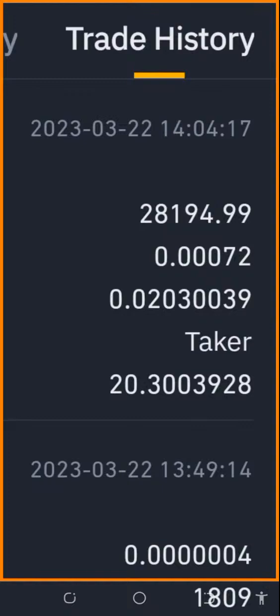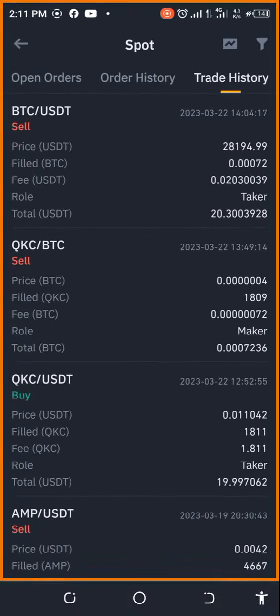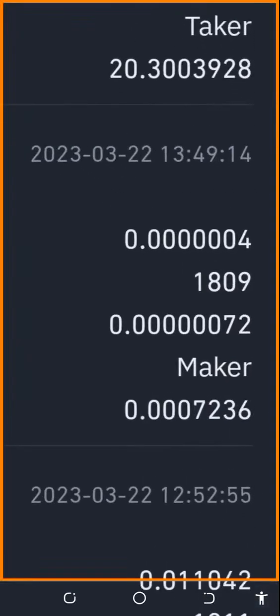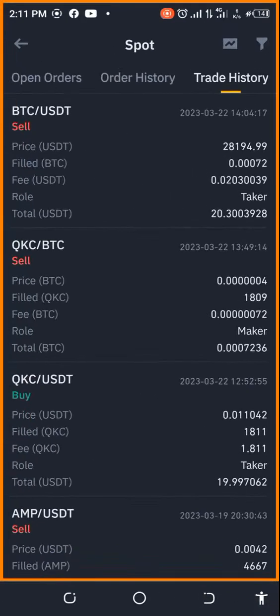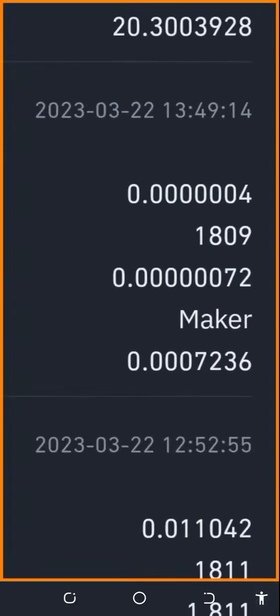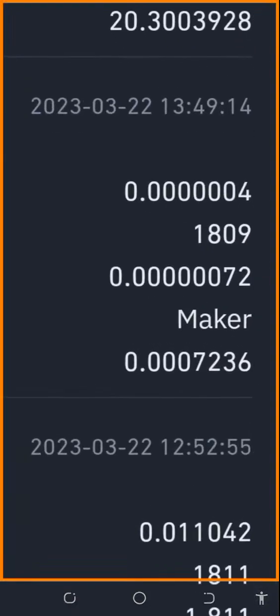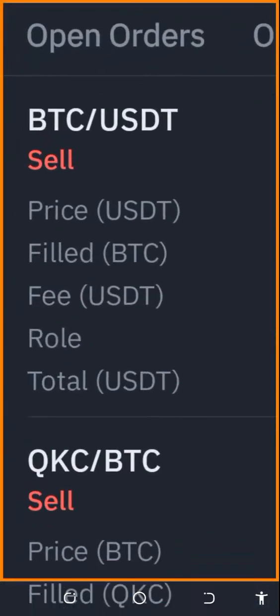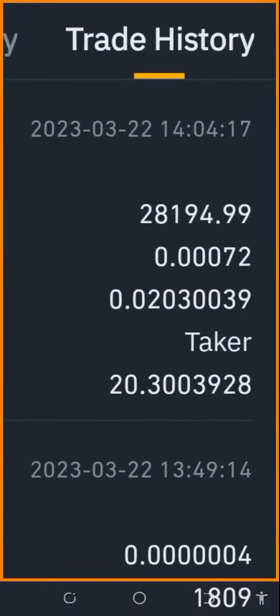We had 20.30 here, but don't forget that in the process we actually paid fees for QKC BTC. Did we? Yes, we did pay a fee. That's the amount of fees, as you can see there, 0.000072. But did we pay any fee? Oh, yes, we did. We paid a USDT fee here, that's about 2 cents.